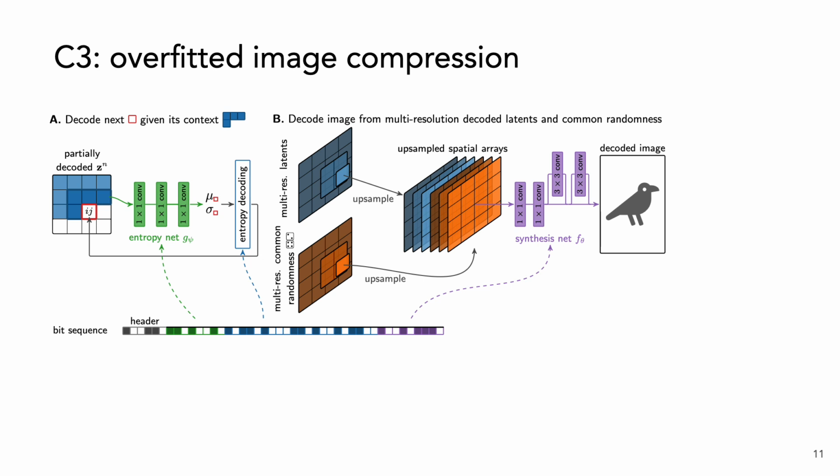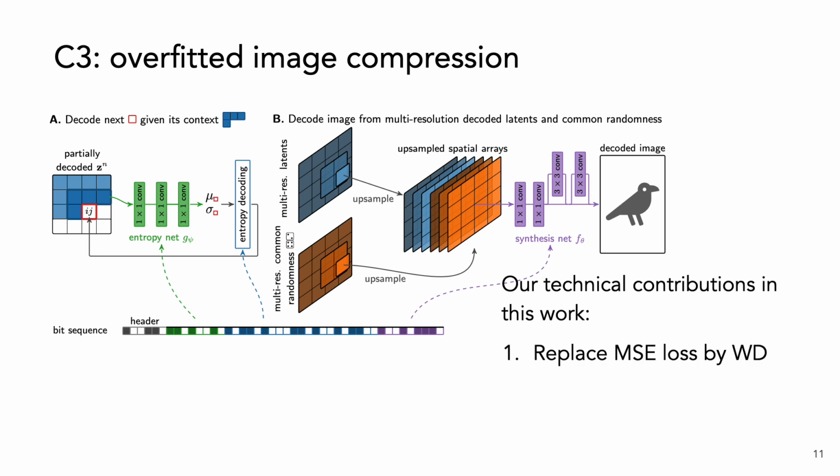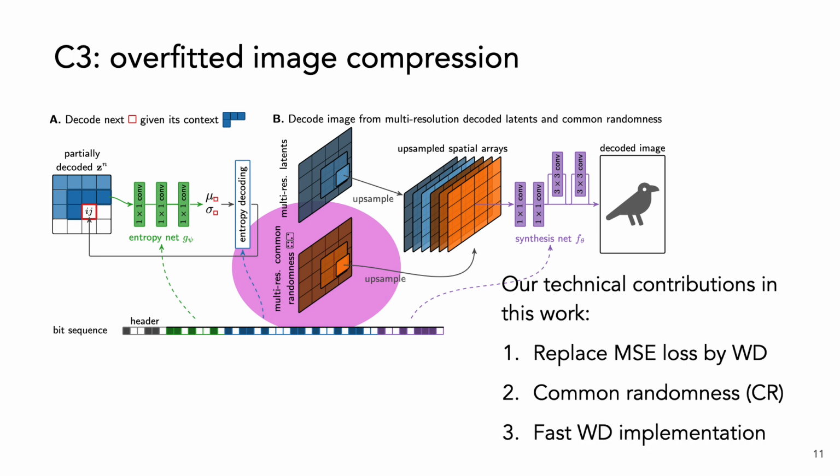In this work, we make three technical contributions. First, we replace the distortion loss by Wasserstein distortion. Second, we provide pseudo-random noise to the encoder and decoder, which helps in reproducing texture. And three, we propose an approximate but fast implementation of Wasserstein distortion.